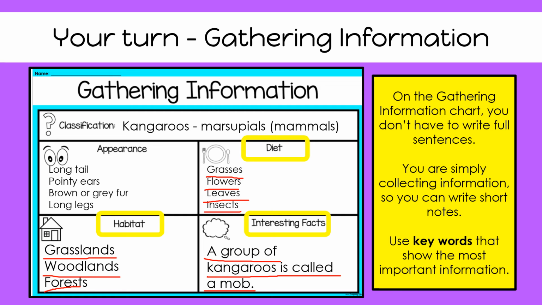Now just remember, when you're writing down your information into your gathering information chart, you don't have to write full sentences, okay? You are simply collecting information. You can just write short notes and keywords that show the most important information, just like I've done in my example here. If you are not sure of how to do this, you can definitely come back to this slide and watch it again.